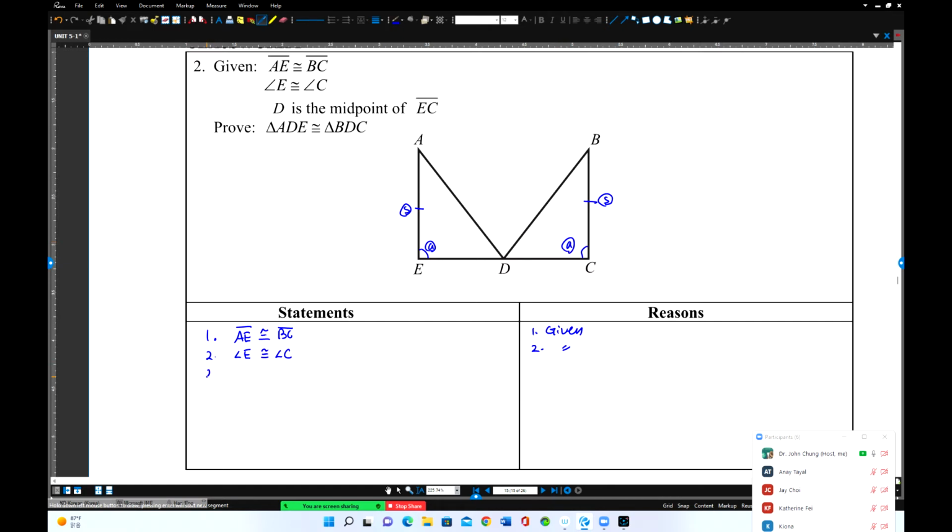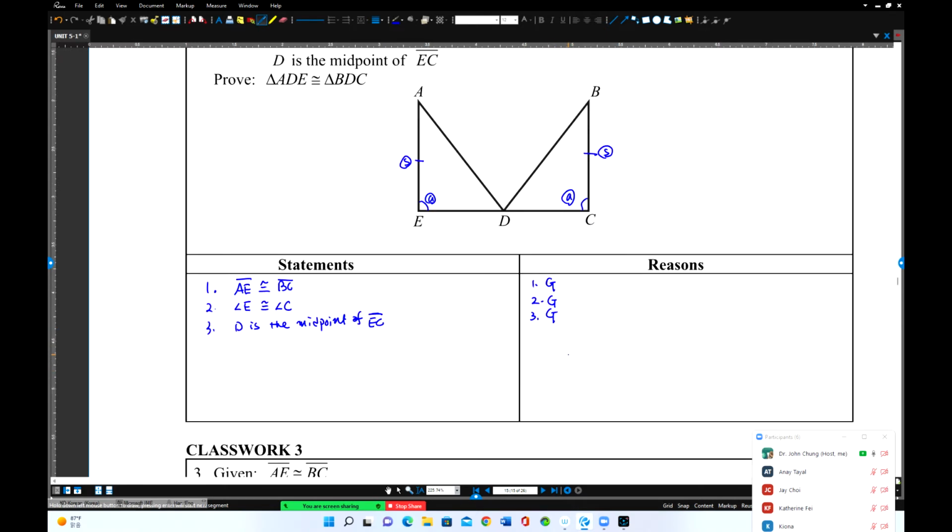D is the midpoint of EC. Okay? You write down everything. Now this is also given. Given, I'm going to use the abbreviation G. Okay? G. This is the given. This is the given to save time. Alright, now we already got two there, but we need one more, okay?